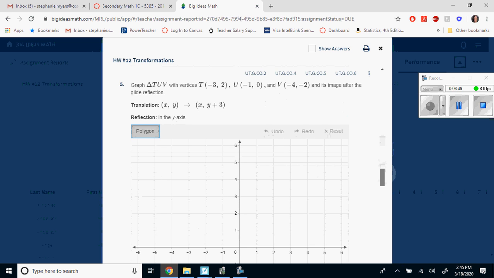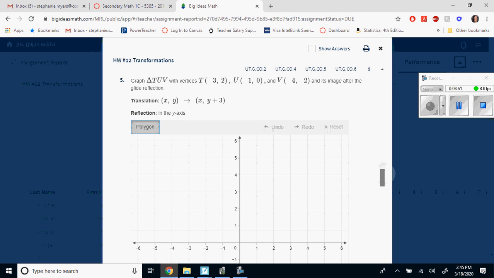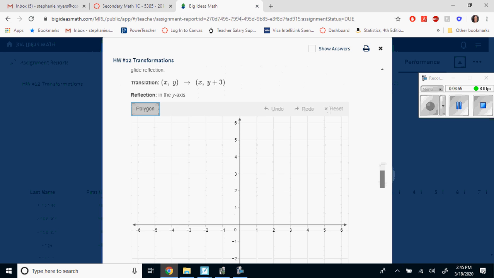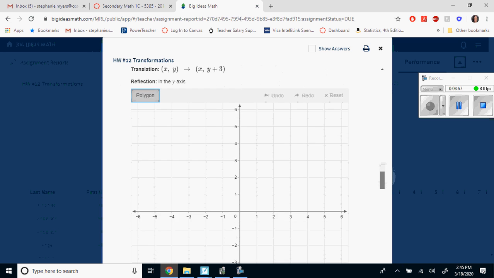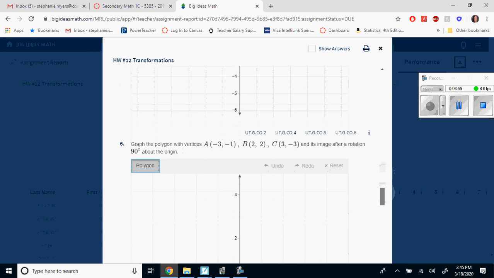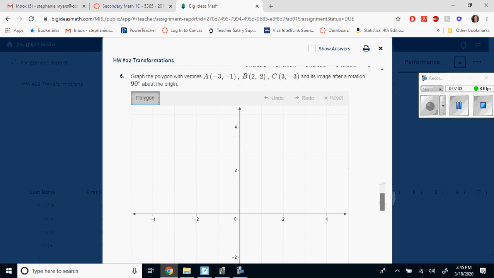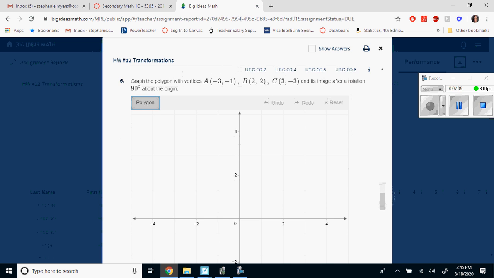Number 5 is another translation, but then once you translate, you also have to reflect it over the y-axis. So that one has 2 steps. This one wants us to rotate 90 degrees about the origin. So I do want to do this one with you. Because when it says 90 degrees, it doesn't specify clockwise or counterclockwise. It is counterclockwise if not specified.